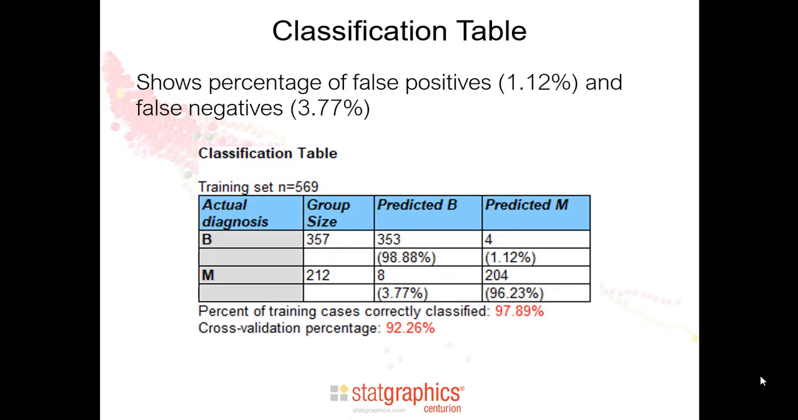Another important table to look at is the classification table. This table shows the percentage of false positives and the percentage of false negatives. For example, there were 357 benign masses. Of these, 4 were predicted to be malignant. That's a false positive rate of 1.12%. Of the 212 malignant masses, 8 were predicted to be benign. That's a 3.77% rate for false negatives.